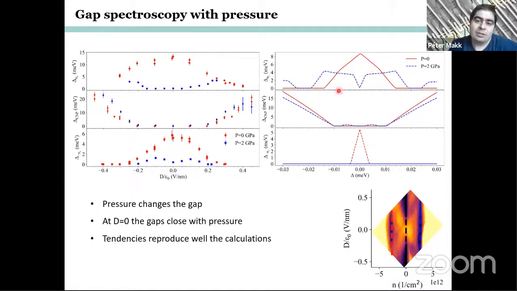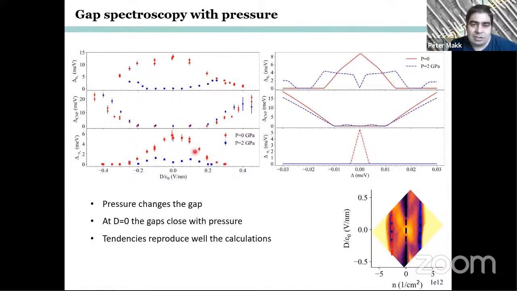So these are our calculations of how these band gaps should evolve as a function of displacement field. Here it's scaled with the on-site energies of the layers, but you can clearly follow the tendencies. At zero pressure, the electron side single particle band gap, sorry, it's rotated now, but this is the electron side, should close with the displacement field as seen in the experiment. On the hole side, it should also close as seen in the experiment.